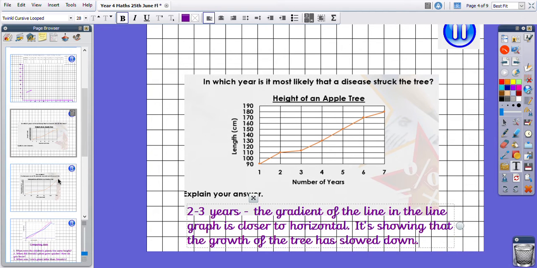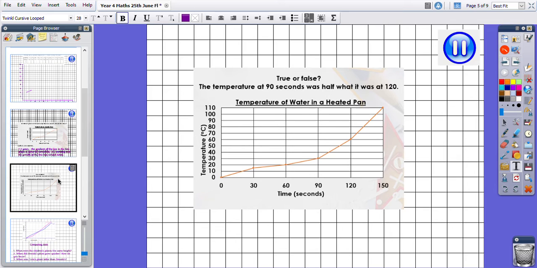Okay. Another style of question then. The temperature at 90 seconds was half what it was at 120 seconds. So to find out if this is right or wrong, you first need to pick out the data from the line graph. What was the temperature at 90 seconds? What was the temperature at 120 seconds? And is the answer half of the result from 120 seconds? Okay, have a go now.